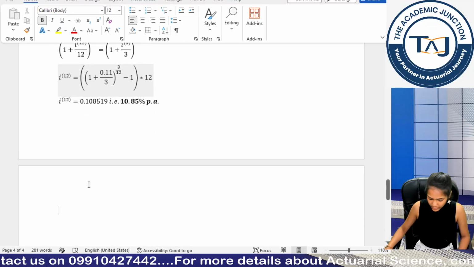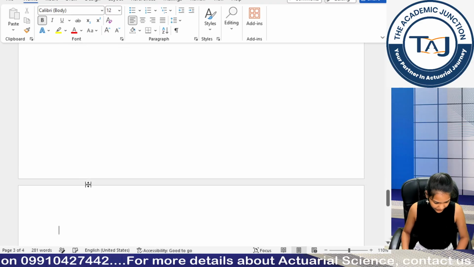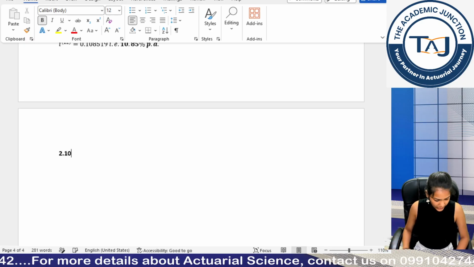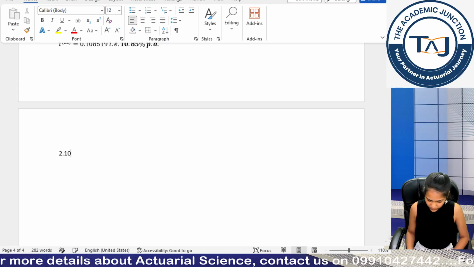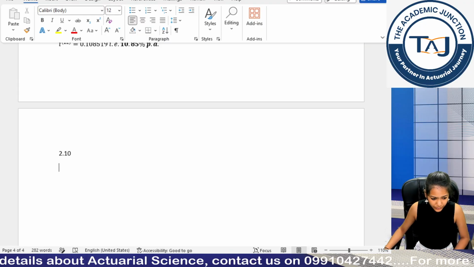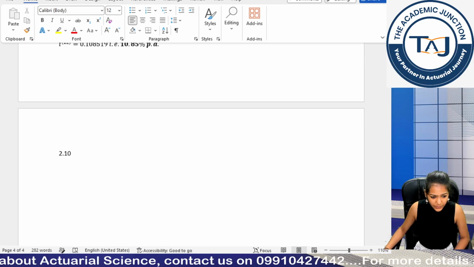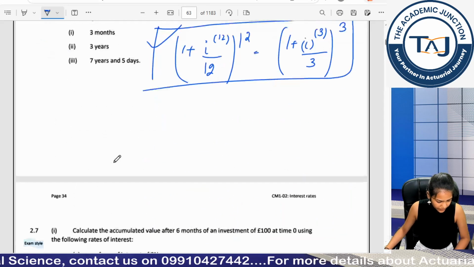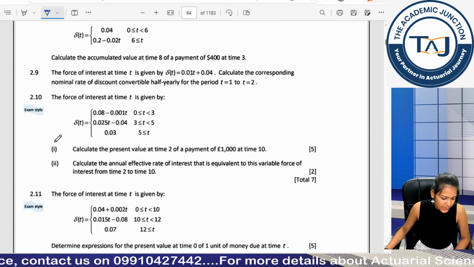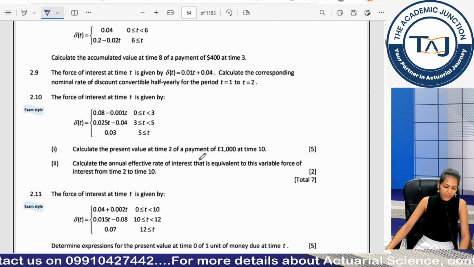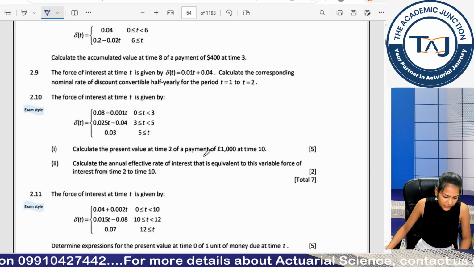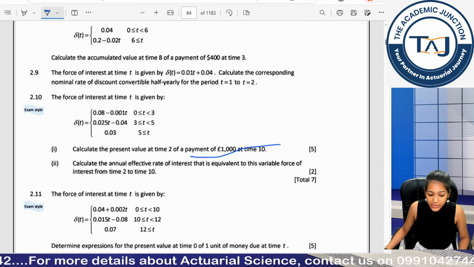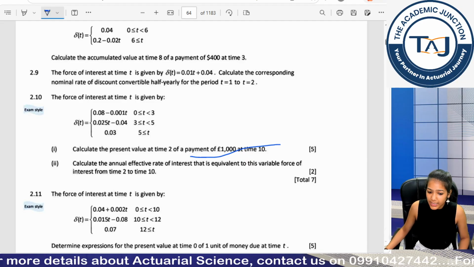Now going on to the next question, 2.10 we are supposed to do. The force of interest is given by this, calculate the present value at time 10. So we have to calculate the present value of this. This will use integration, right? So let's start with the integration.